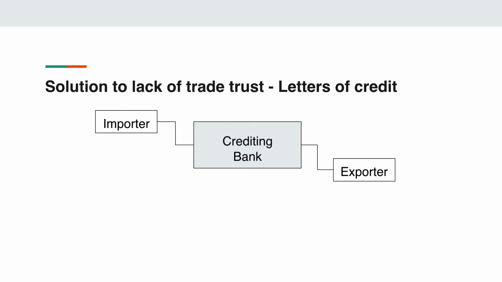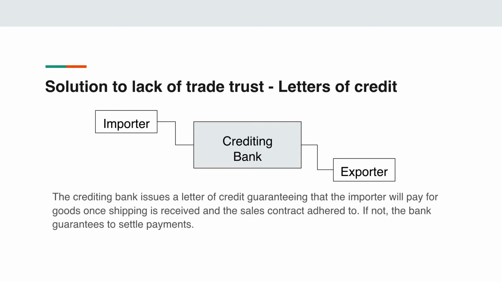So what exactly does the accrediting bank do? The accrediting bank issues a letter of credit guaranteeing that the importer will pay for goods once shipping is received and the sales contract is adhered to. If not, the bank guarantees to settle payments on behalf of the importer.